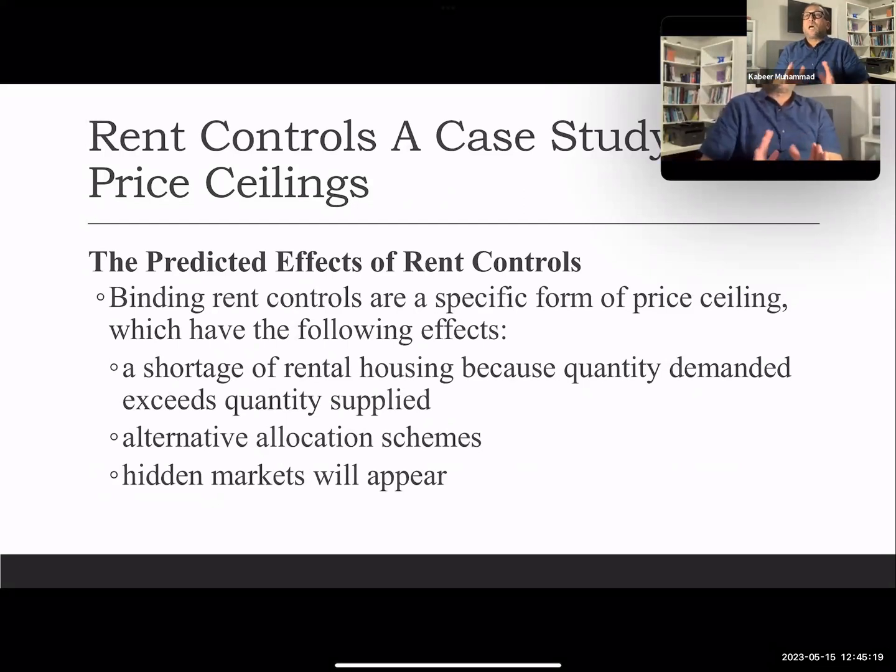An example we can quote from our economy very commonly is rent controls. Binding rent controls are a specific form of price ceiling which have the following effects. The first one is a shortage of rental housing, because quantity demanded exceeds quantity supplied. We observe this everywhere in Canada, especially in the larger Vancouver area or the Greater Toronto Area. Then the government should adopt alternative schemes. Hidden markets will appear, and landlords adopted various ways to get more money, not in the name of rent but in other ways, like key money. Under the table, the deals were starting.